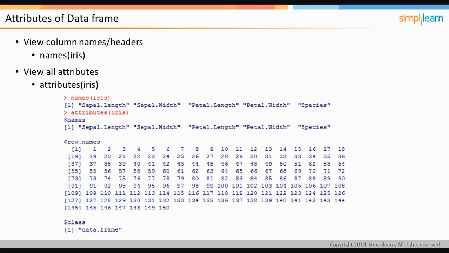The class command is used to display the data type of the argument. The syntax for the class command is class of variable name. For example, class of iris would be data.frame. To know the type of a particular column, type class of iris$sepal.length. The $ is used in referencing the columns of a dataset. In the next slide, we will look at viewing columnar data.